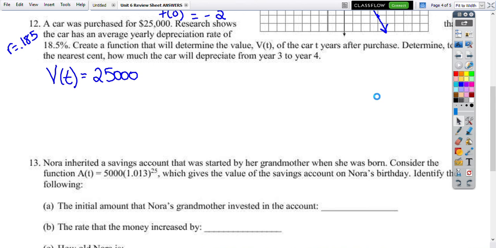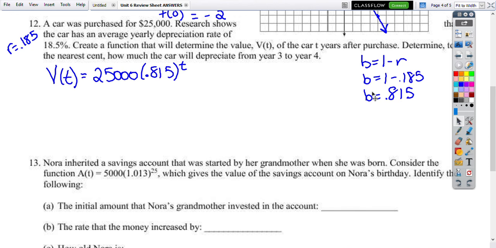So we're using that function, v of t is equal to a b to the x. So I need to figure out, and I'm using v of t and t instead of x, what goes in the parentheses. So it's depreciation, so it's 1 minus r. r is 0.185, and that gives me 0.815.